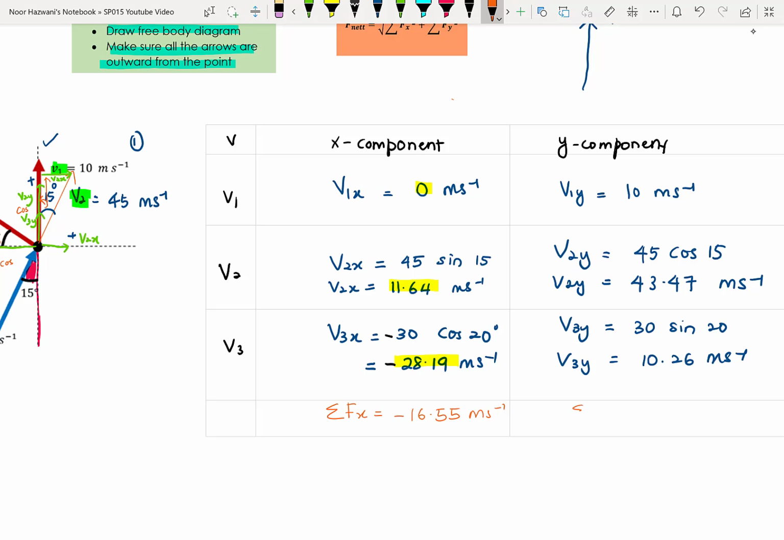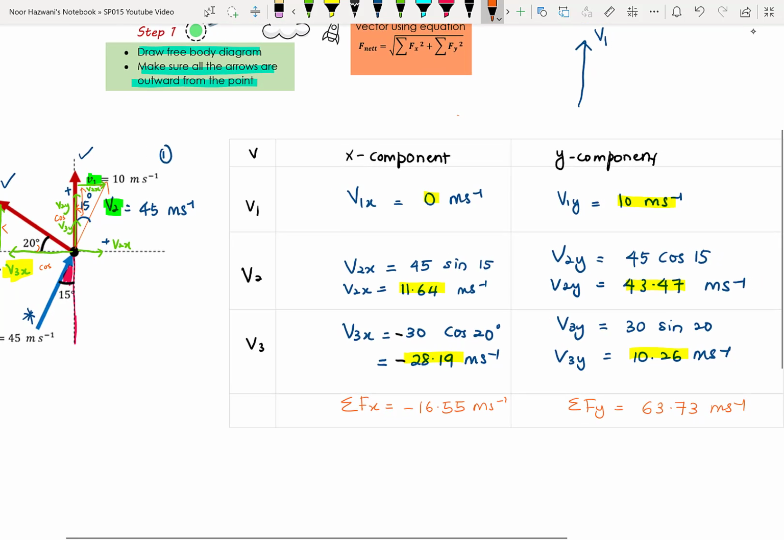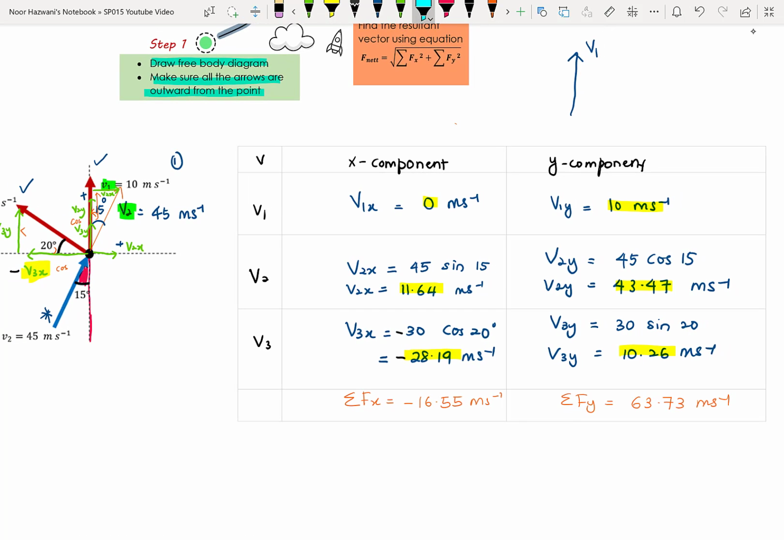And then, untuk summation Fy, okay, the net components untuk Y. So, you have to sum positive 10, and then 43.47 and 10.26, and then you will get 63.73 meter per second. And remember, every time you write the value, make sure it comes with the unit. Otherwise, you will lose marks. Okay, you tengok apa-apa kuantiti yang saya buat mesti kena ada unit. Walaupun nilai dia adalah kosong. Di mana-mana pastikan mesti ada unit.